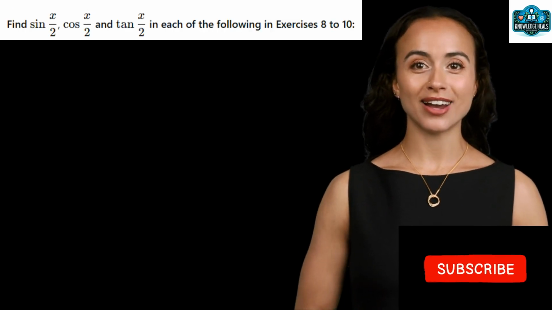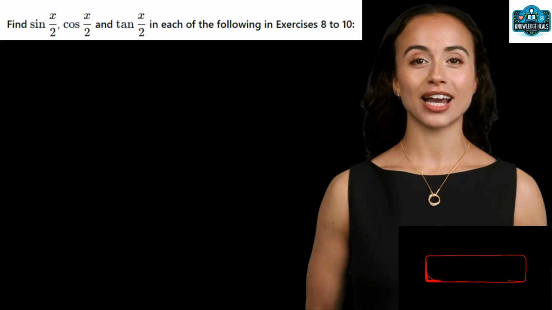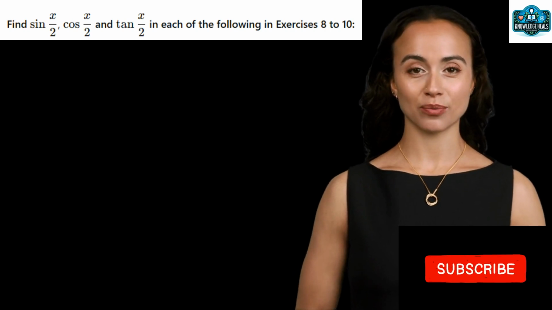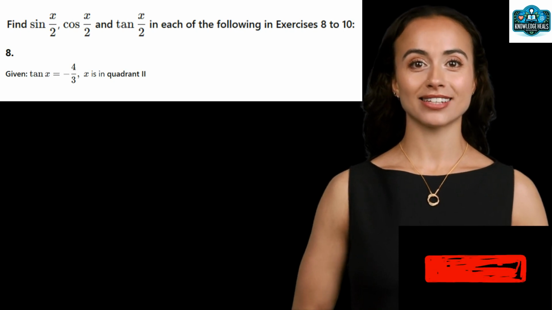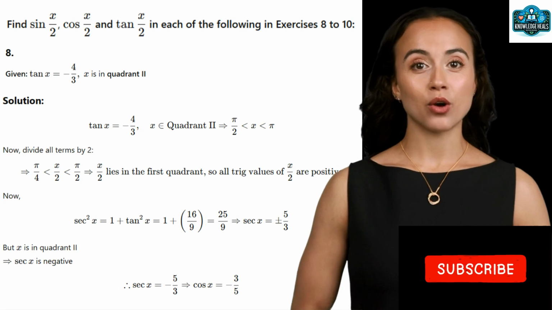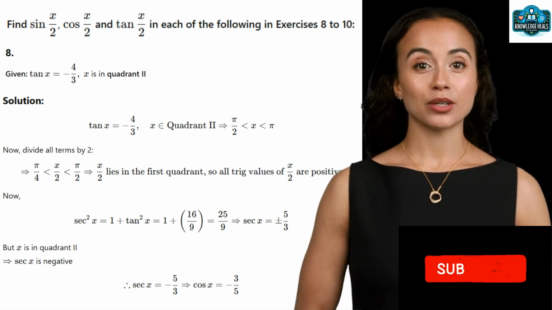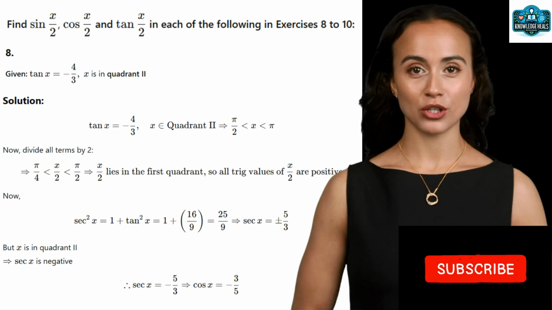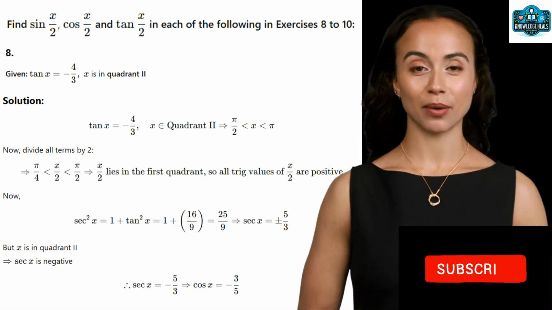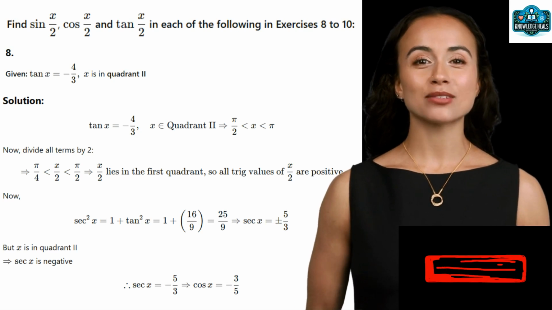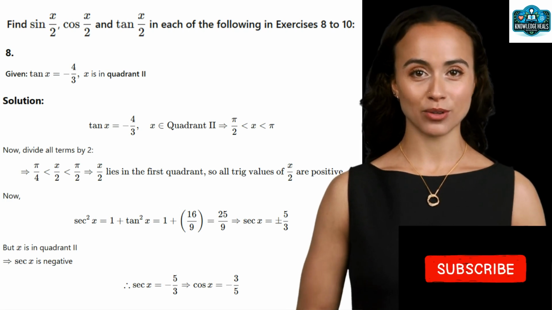Let's move on to our 8th question, and from now we need to find the value of sin x by 2, cos x by 2, and tan x by 2. Our question is tan x equal to minus 4 by 3, where x is in quadrant 2. We know quadrant 2 is pi by 2 less than x less than pi. We will divide the whole inequality by 2, so we get pi by 4 less than x by 2 less than pi by 2. Hence, x by 2 lies in the first quadrant, so all trigonometric values of x by 2 are positive.